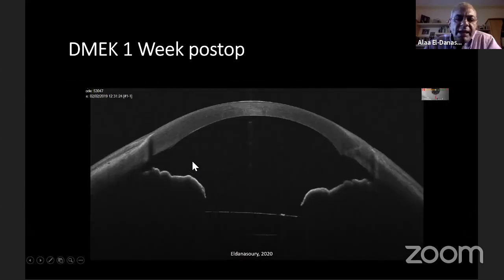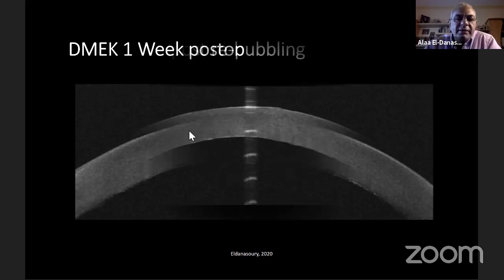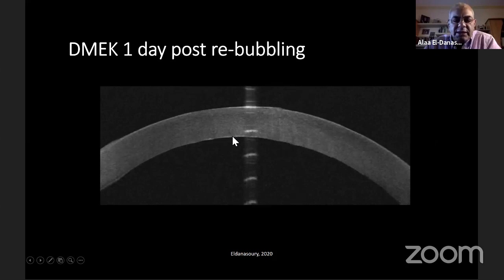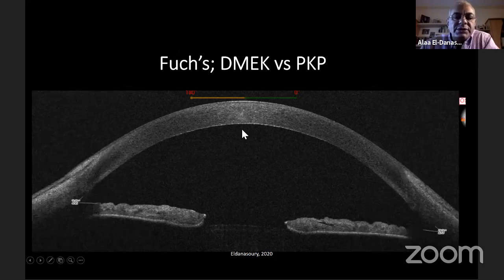1 week post DMAC, early separation, then this patient is for rebubbling, and this is 1 day after rebubbling, the descemet is totally attached. So having an early anterior segment OCT after corneal surgery is important. If you have a patient with Fuchs dystrophy and you're not sure whether he needs a DMAC or PK, with an anterior segment OCT, you can assess the amount of corneal edema and whether this patient really needs a PK, but in most cases, DMAC is the procedure of choice if you don't have corneal stromal scarring.